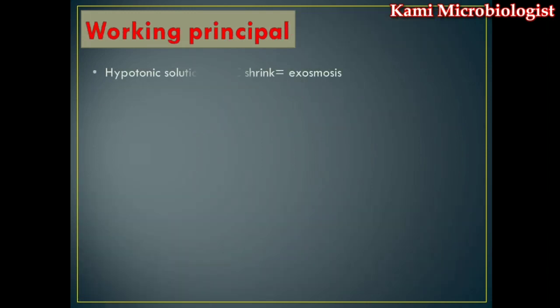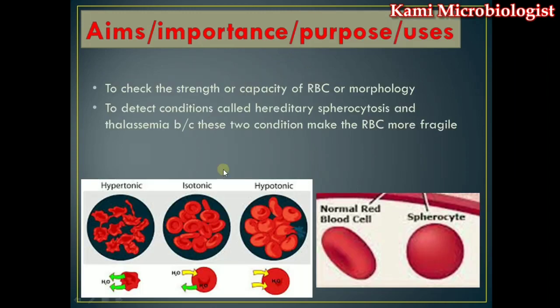So remember guys, it works on three solutions, as we already talked. First we have the hypotonic solution, in which the RBCs shrink, and we call that exo-osmosis. This is called endo-osmosis, when the RBC takes in the water molecules, swells up and bursts. When the water molecules are released out from the RBC and the RBC shrinks, this is called exo-osmosis.